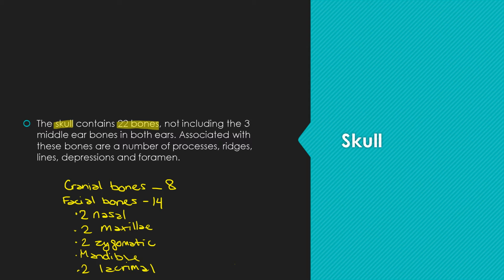Okay, so put the rest of the facial bones here. So 2 lacrimal bones, 2 palatine bones, 2 inferior nasal conchae, and the vomer. So those are going to be our 14 facial bones.